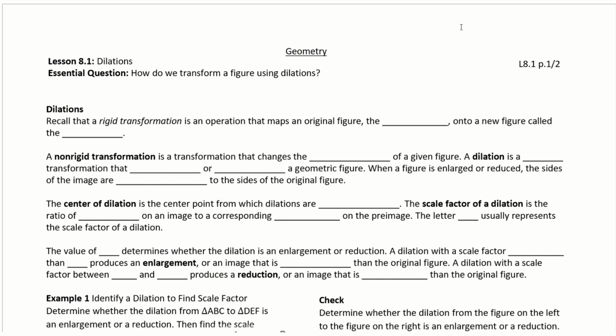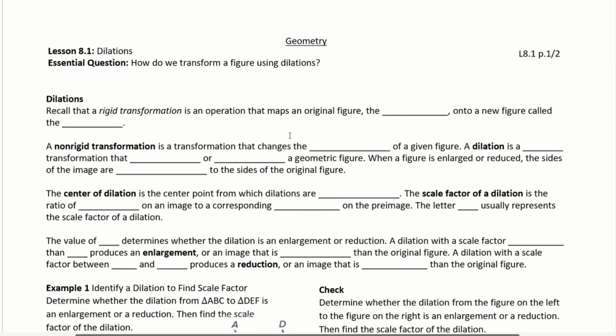Hello class, welcome to this video on chapter 8, lesson 1 for geometry. We're looking at dilations today. So how do we transform a figure using dilations?